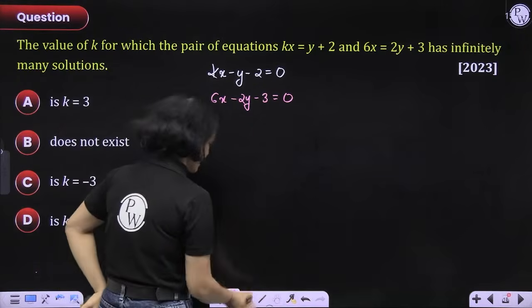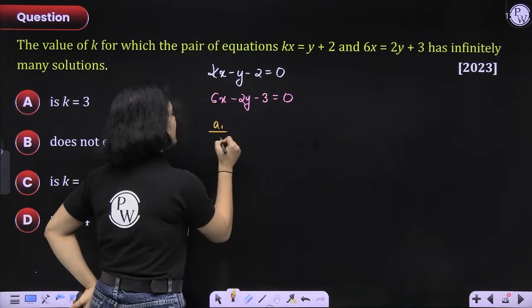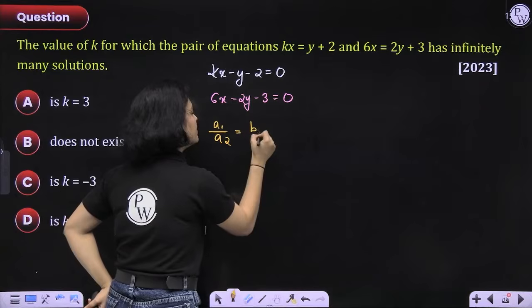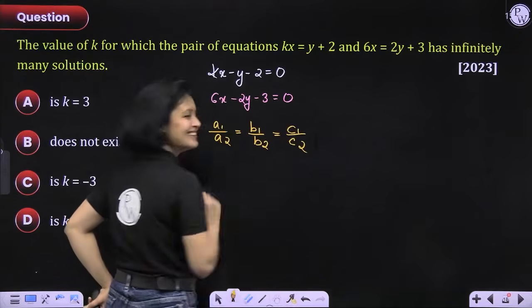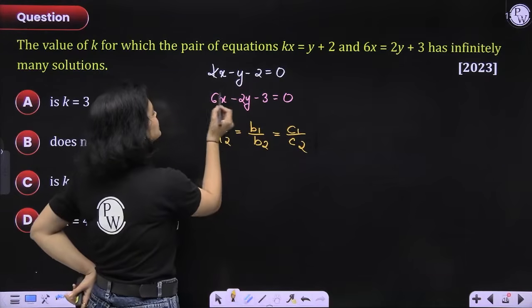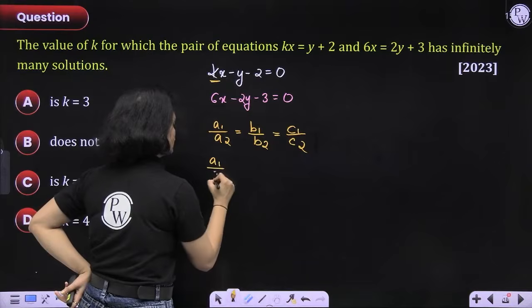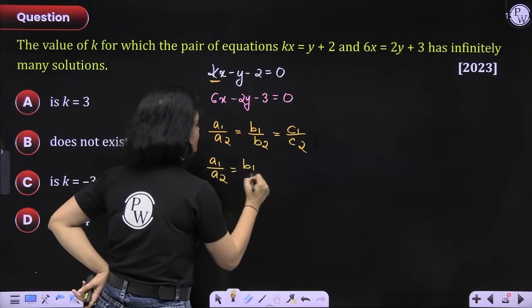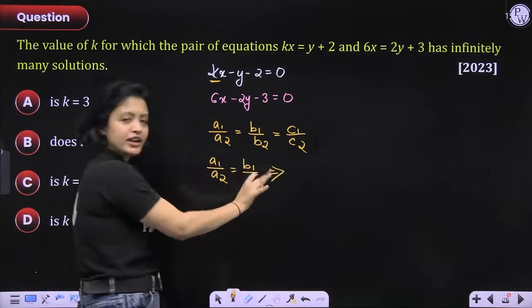When does that happen? That happens when you have something like this. a1 by a2 should be equal to b1 by b2 should be equal to c1 by c2. Right, everyone? Okay. So now we can see that k is coming out here, right? So first of all, let's just take the first ratio. a1 by a2 is equal to b1 by b2.